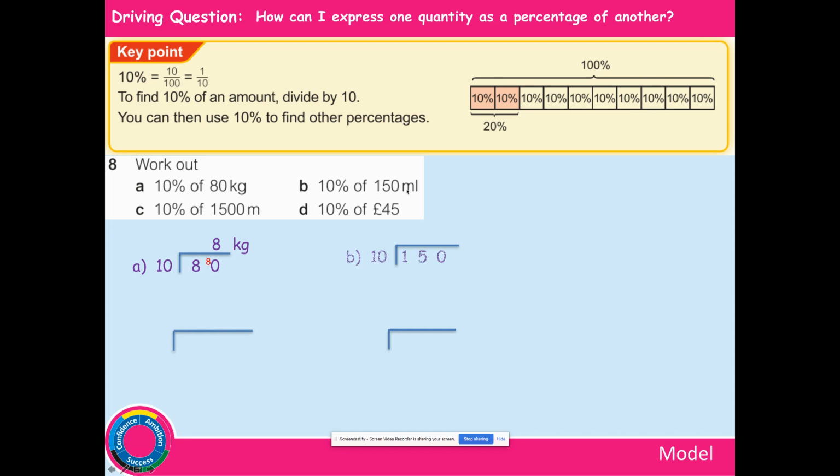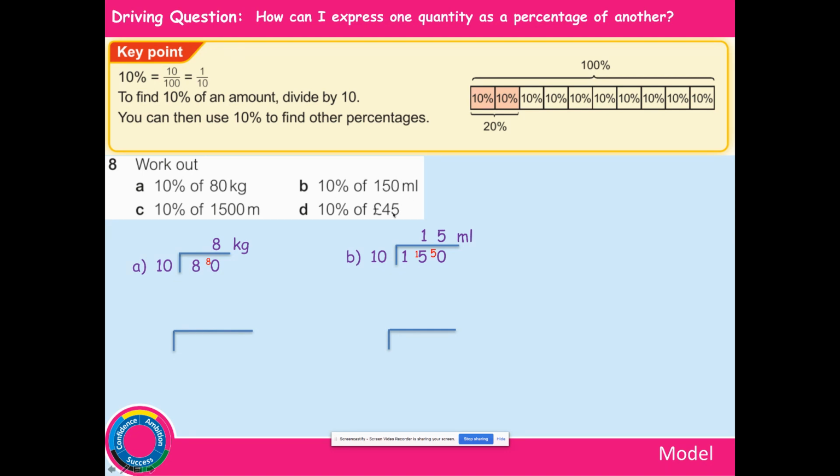10% of 150. 10 into 1 doesn't go, so we join it to the 5. 10 into 15 goes 1, remainder 5. 10 into 50 goes 5 times. So it's 15 millilitres. So again, if we just look, remember the digits move over. The 1 goes from the hundreds to the tens. The 5 goes from the tens to the ones. And that 0 drops off the end.